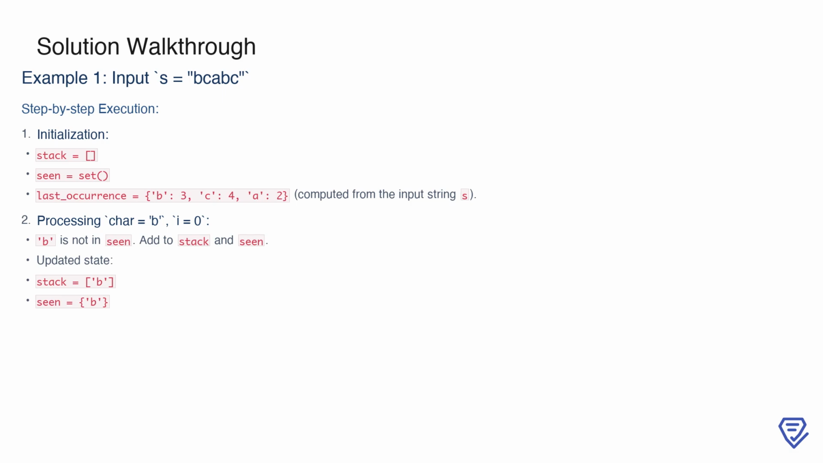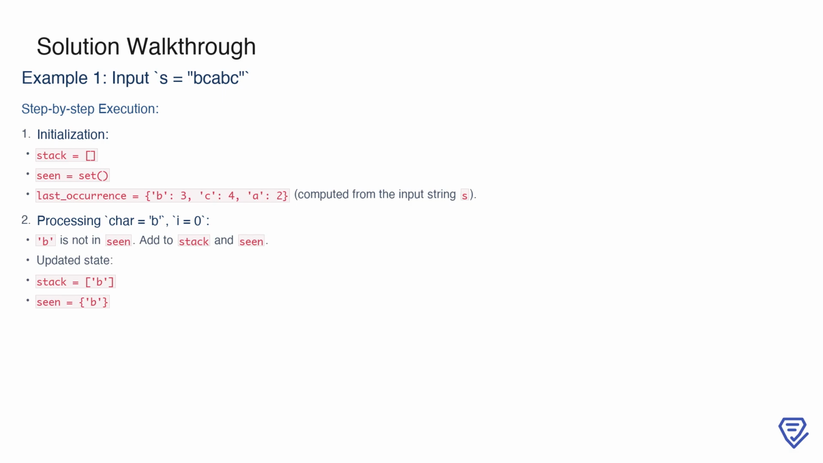Here, we start with the input string s equals "cbacdcbc". The first step is to prepare for our algorithm by initializing 3 variables. The stack is an empty list where we'll build our result incrementally. The seen set keeps track of which characters are already in the stack. The last_occurrence dictionary maps each character to its last index in the string, which helps us decide whether a character can be safely removed from the stack. For this input, the last_occurrence is computed as b: 3, c: 4, a: 2.